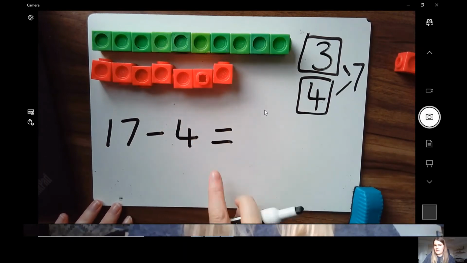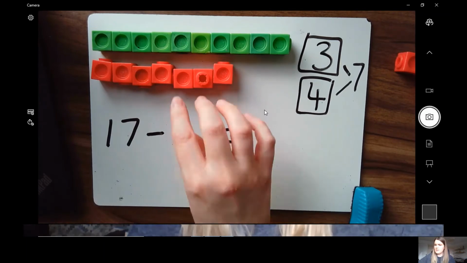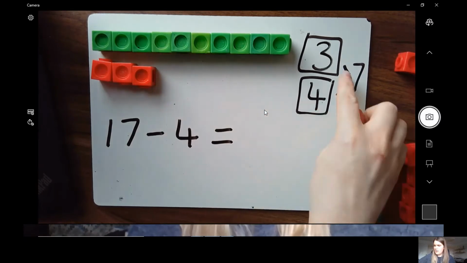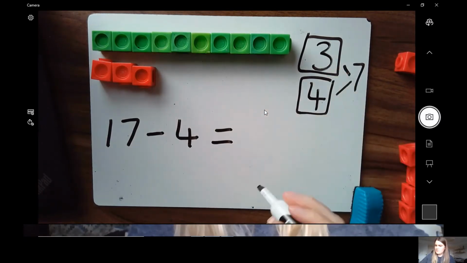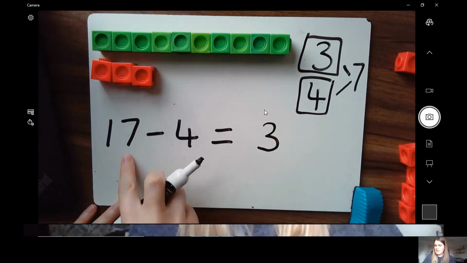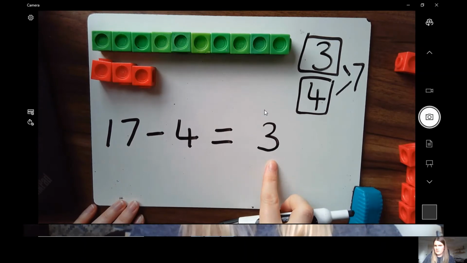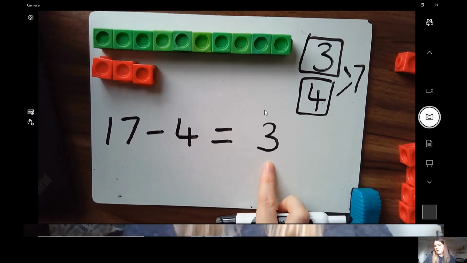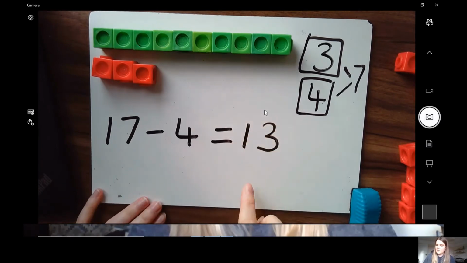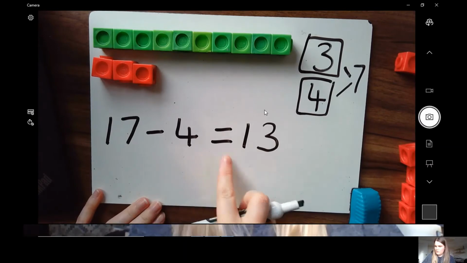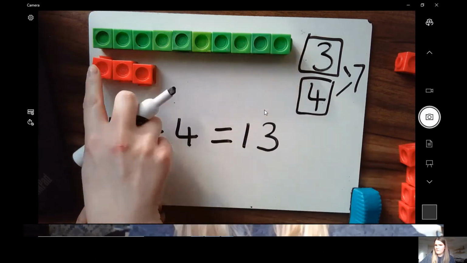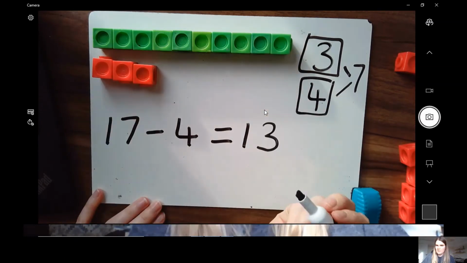Now using this, I should be able to work out what the answer is. If I do 17 minus 4, 1, 2, 3, 4, my answer should be with this part, because we know that 7 is made up by 4 and 3. But would my answer be 3? No, because I'm subtracting from a teen number, so I can put my 10 in. So 17 take away 4 should be 13. We can count to make sure. 10, 11, 12, 13. We're absolutely right.